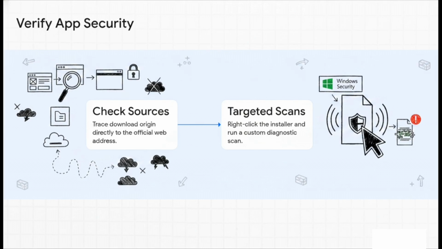Step 1. Check your file sources. You want to ensure the download origin traces directly back to the developer's official web address. Please, entirely avoid third-party mirrors or those shady software catalog websites. Step 2. Run targeted local scans. You can actually just right-click the installer you downloaded, select Windows Security, and run a custom diagnostic scan just on that one single file. This ensures it's completely clean before we ever tell Windows to drop its guard.